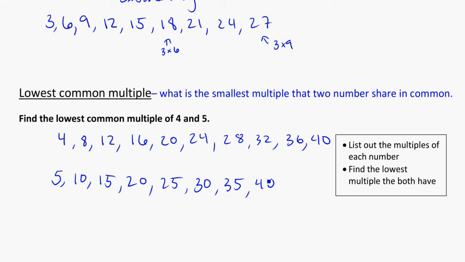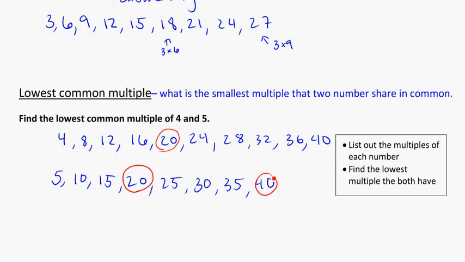So now that you've got the multiples listed out, you really just need to look through the list and see what is the lowest one they both have. So starting at the bottom and moving up, you'll notice that 4 has a 20 and 5 also has a 20. And that's kind of convenient because that's 4 times 5 to get us 20, so they actually are factors of it. They both share that there.